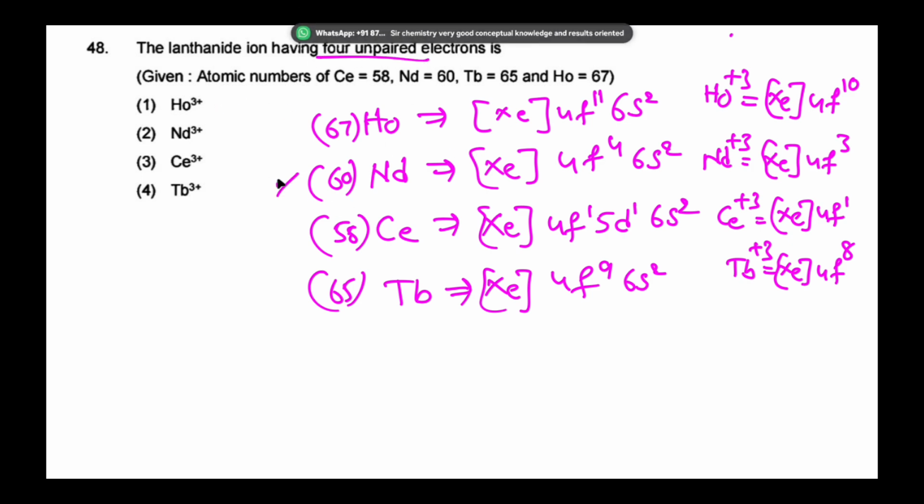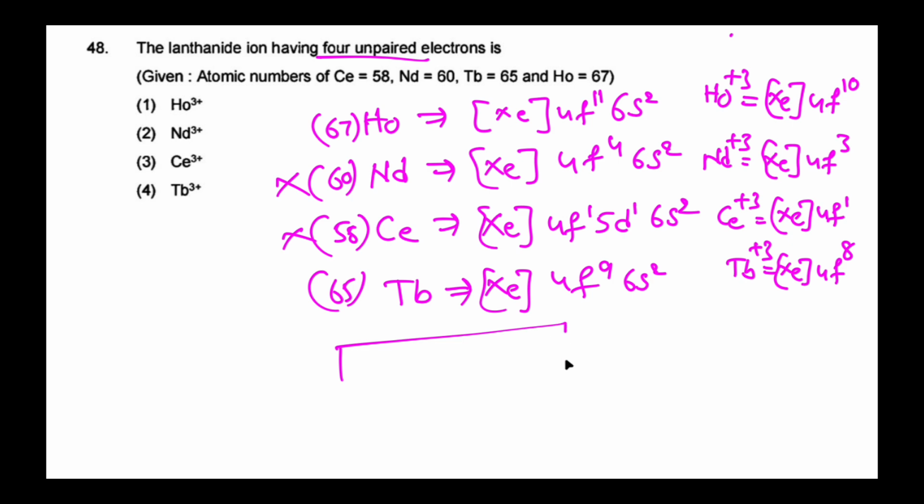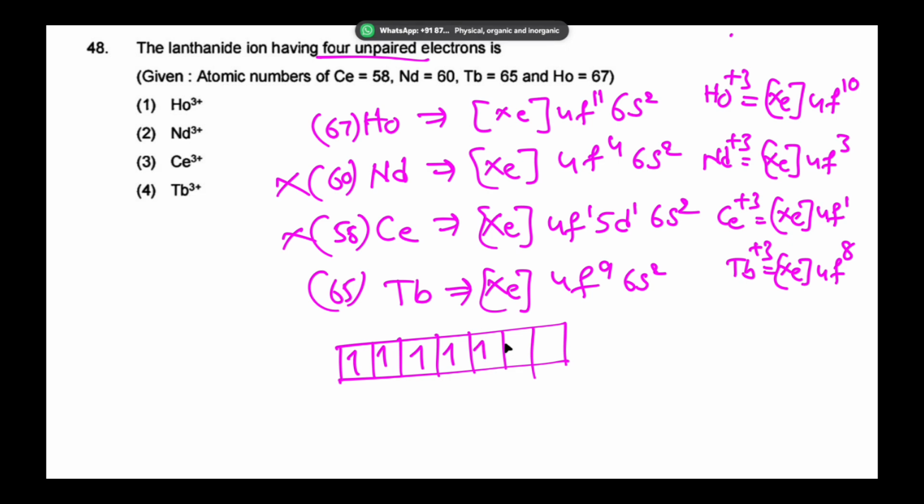That's why these two are not answers. Then go to these two. The 4f orbital has 7 subshells: 1, 2, 3, 4, 5, 6, 7. Each subshell takes a maximum of 1 electron first: 1, 2, 3, 4, 5, 6, 7, 8. If 8 electrons are there, the number of unpaired electrons, how many?